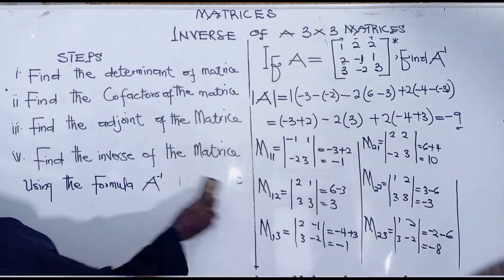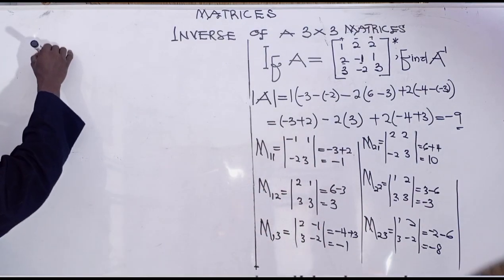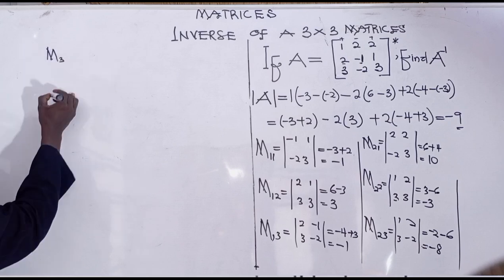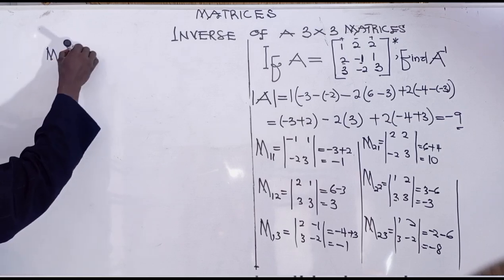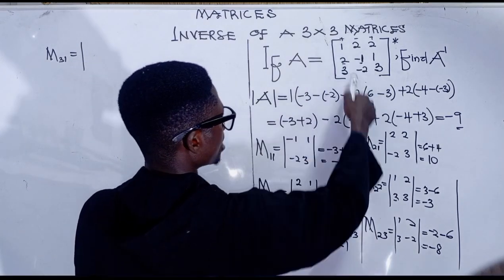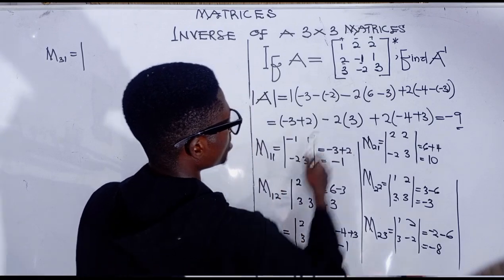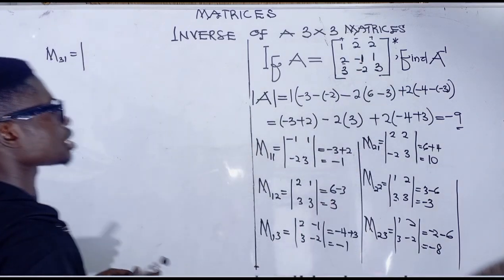Let's look at, so we are looking at what? The minor of the third row and then the first column. So this is the third row and then the first column. So we are going to collapse this and then the last row. So we'll be left with 2, 2, negative 1, 1.